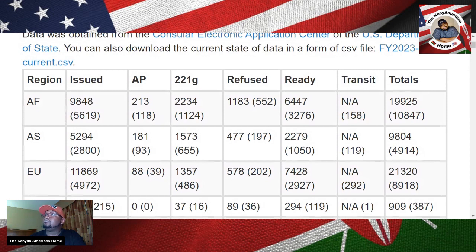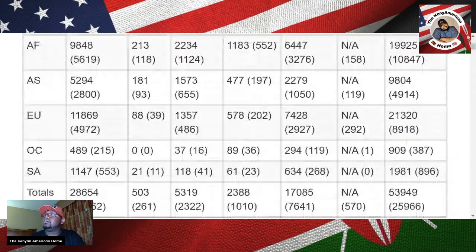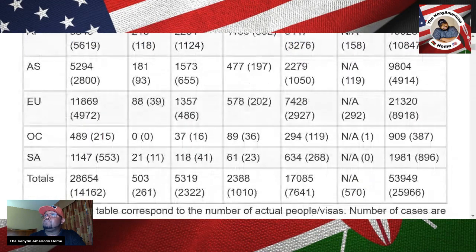For a total of 19,925 people that have been processed, and that's 10,847 cases that have been processed so far for Africa. And then the other numbers are there, for a total of 53,949.